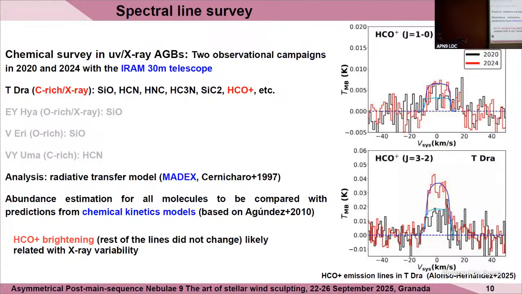Here is the sample. We have a sample composed of 4 sources. 2 of them are oxygen-rich and the other 2 are carbon-rich, and 2 of them have ultraviolet and X-ray emission, whereas the other 2 only have ultraviolet emission. We found H2+ in one of the sources, the carbon-rich X-ray emitting source, and it also shows a richer chemistry. Here on the right are the line profiles of the 2 detected H2+ lines, and you can see that there is some time variability between the 2 observational campaigns in 2020 and 2024.